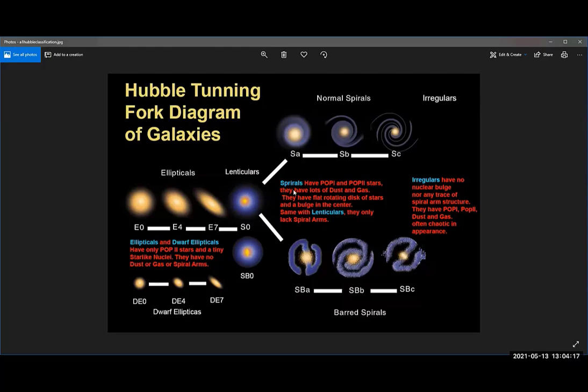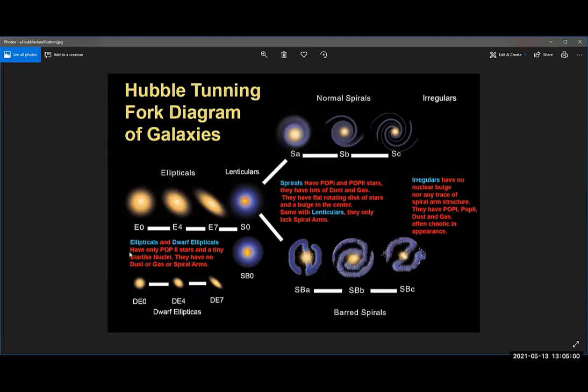Now I said here, spirals have population 1 and population 2. So lots of old and young ones live side by side. They have lots of dust and gas. Well, that's what you need to build new stars. They have flat rotation disks of stars and a bulge in the center. Okay, they all have that in common. Same with lenticulars. They only lack the spiral arms. So everything that I said here also applies to the lenticulars. They look a lot like spiral galaxies. They just don't have spiral arms, that's all. So there you go. All of these guys here have the same exact attributes.